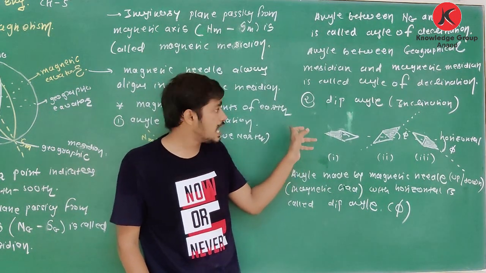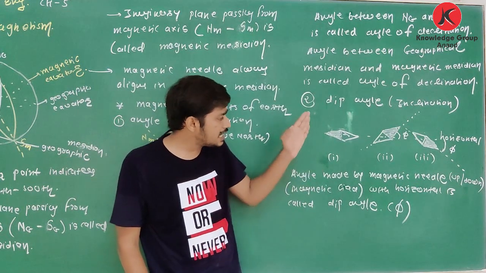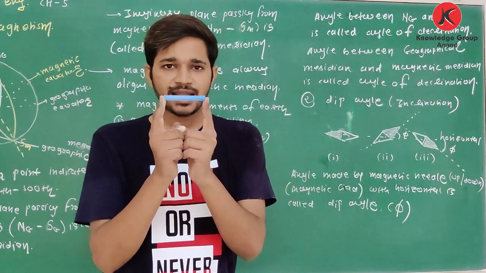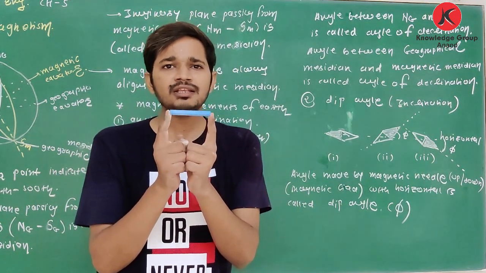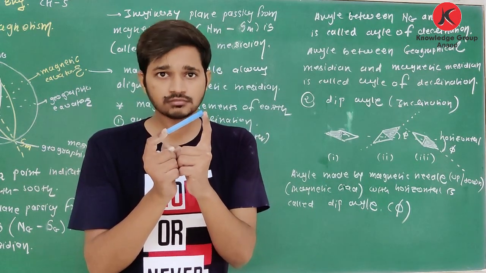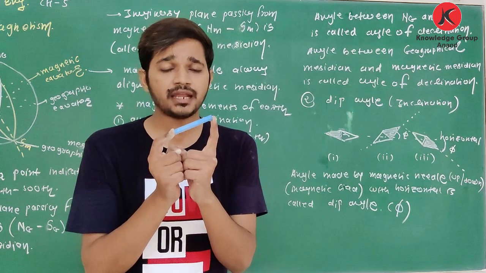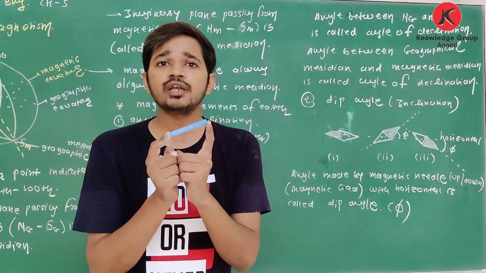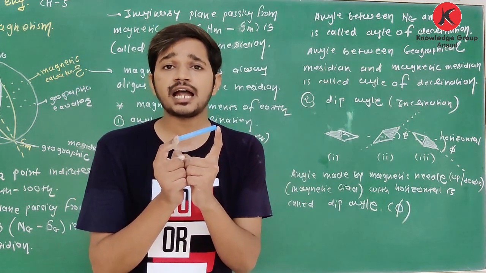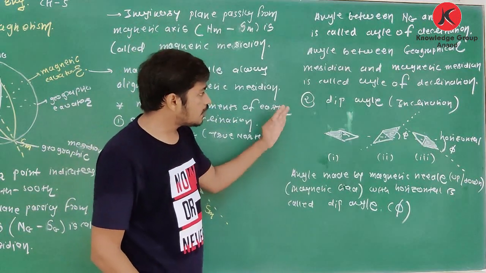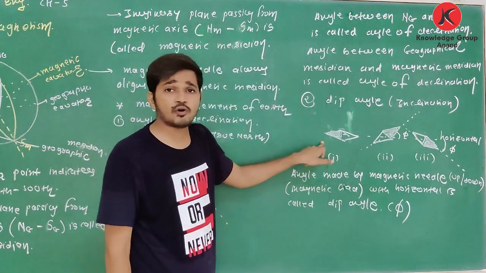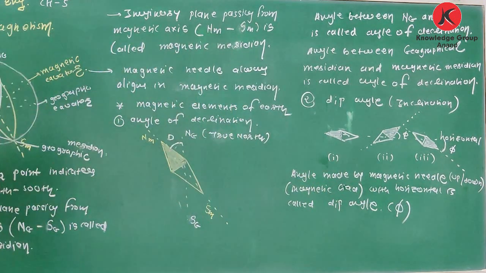What is the dip angle? The dip angle is the angle made by the magnetic needle with horizontal. For example, if this magnetic needle is placed like this, what is the dip angle? 0. If it is tilted like that, then it has some dip angle. Clear about this? And this dip angle depends on the magnetic field at that point. Now we will discuss, for Earth at different points, on the equator and on the poles, what the dip angle is. We will see.